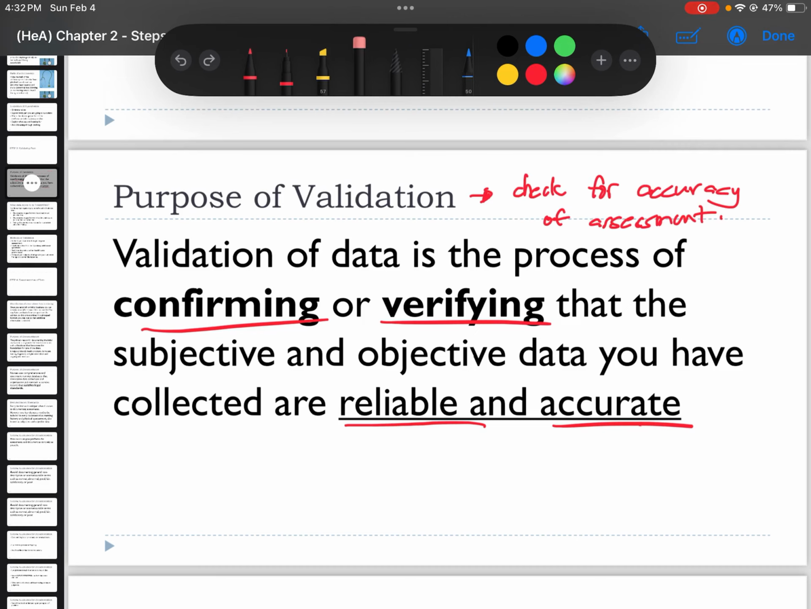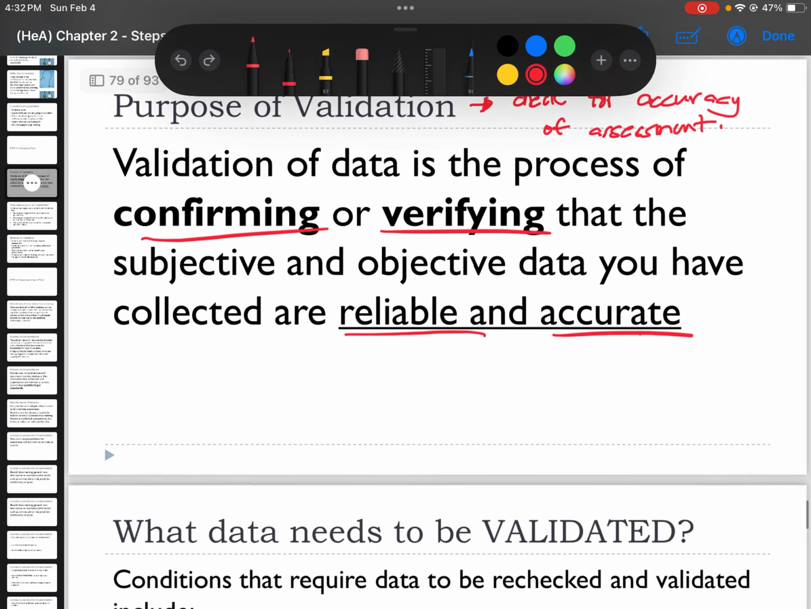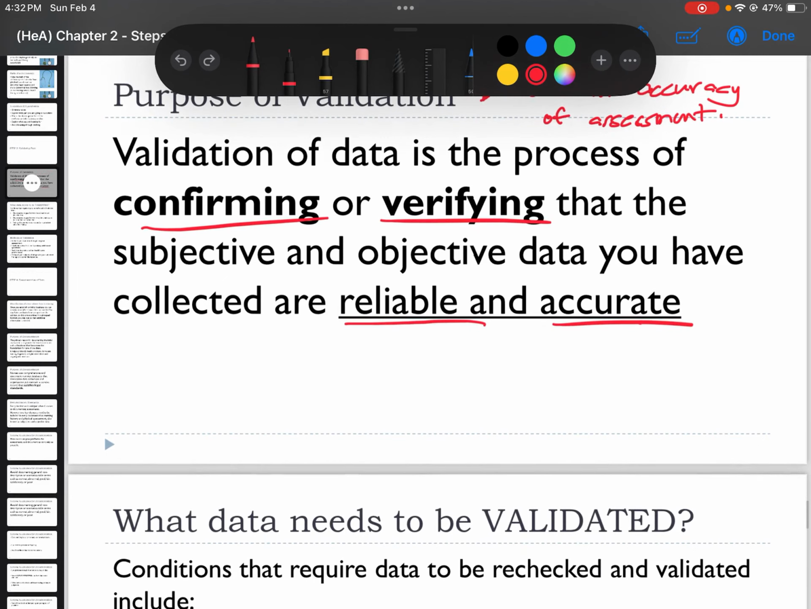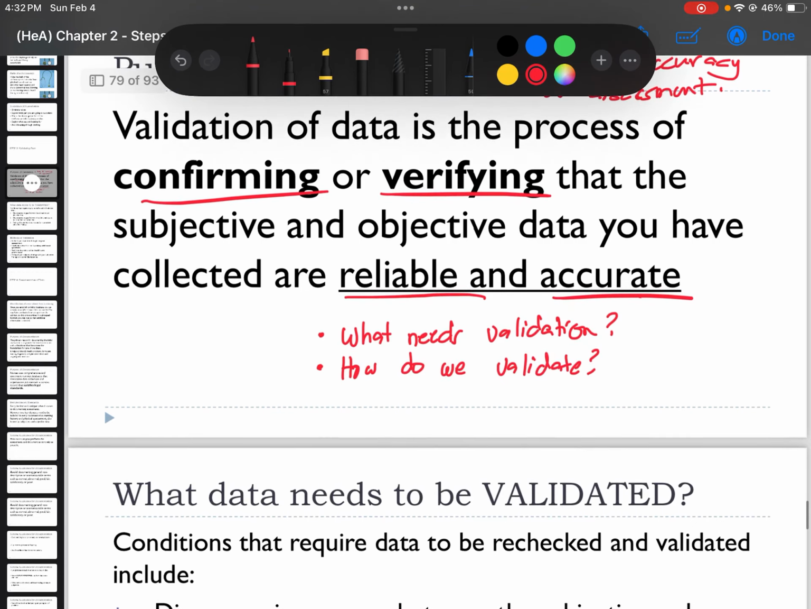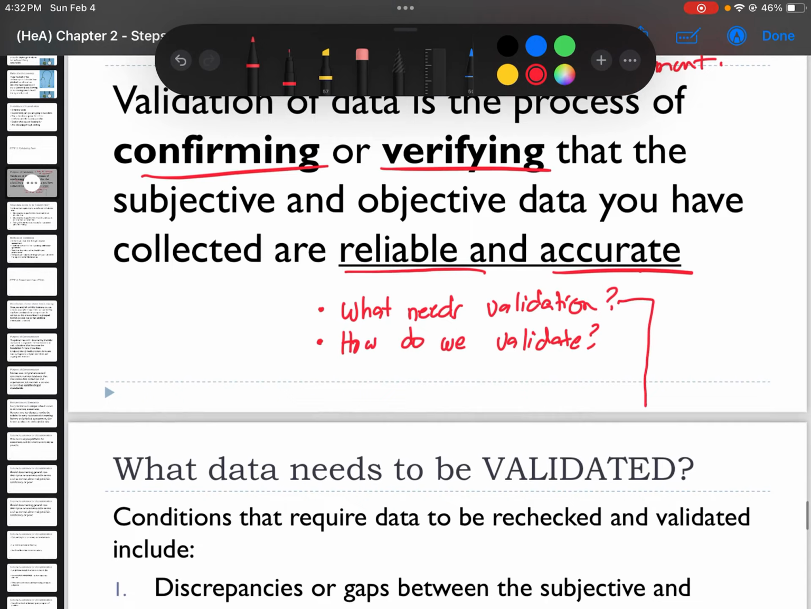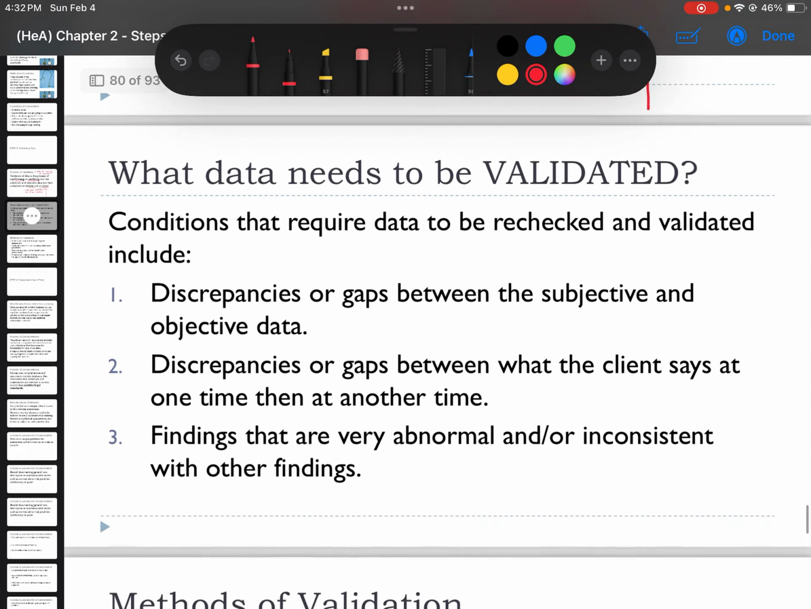Now, in order for us to do that, class, we have to remember two things. What needs validation, and then how do we validate? Okay, so to answer the first question, we will go to the next slide, which is what data needs to be validated.